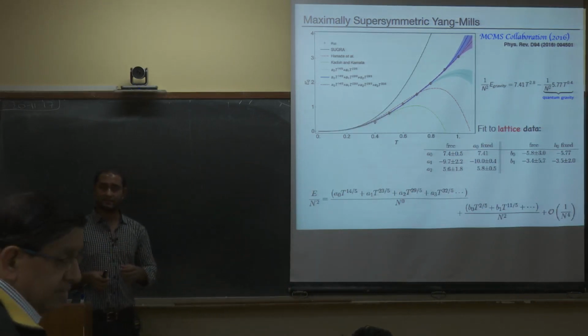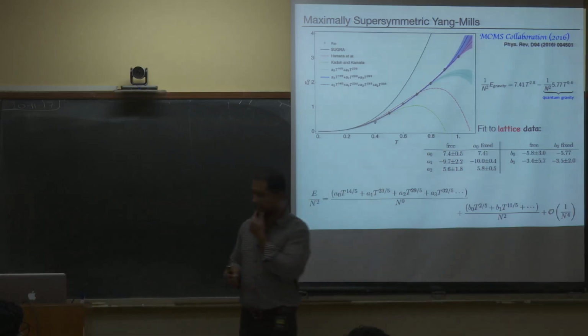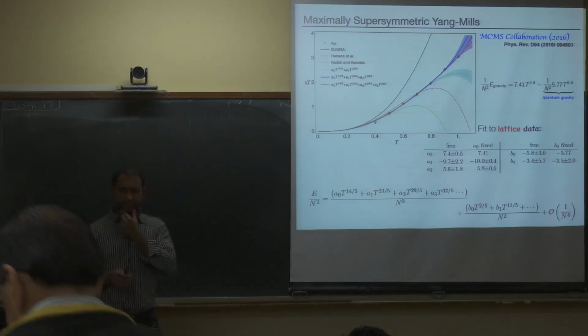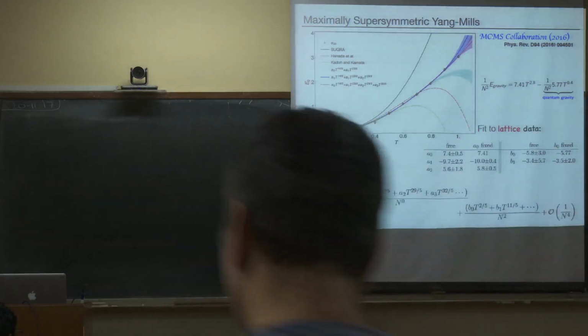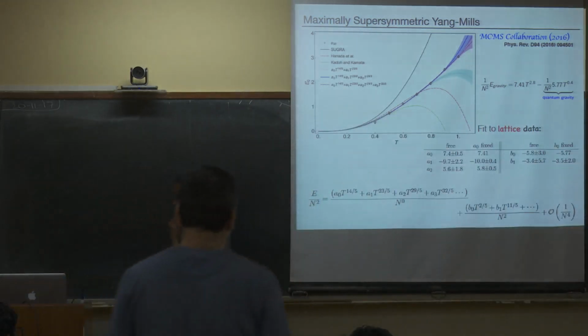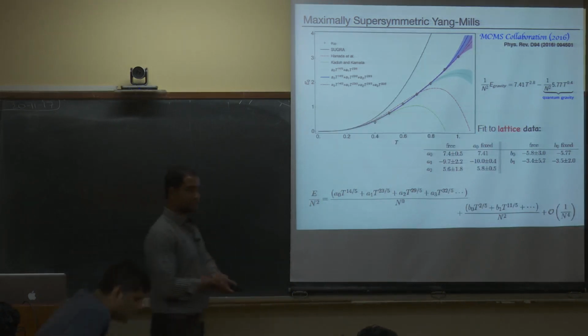What was the size here? How large is the lattice? Let me think. It is very high. It's like 48 or something. It's a huge lattice. And the number of colors minimum is 16. They started from N equals 16.